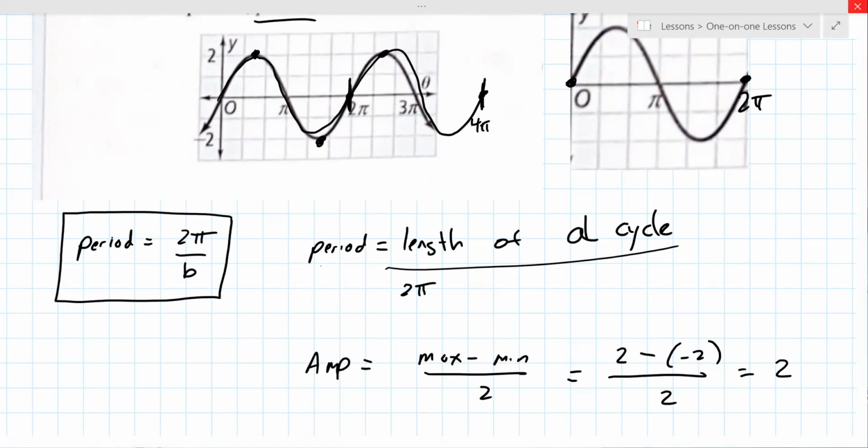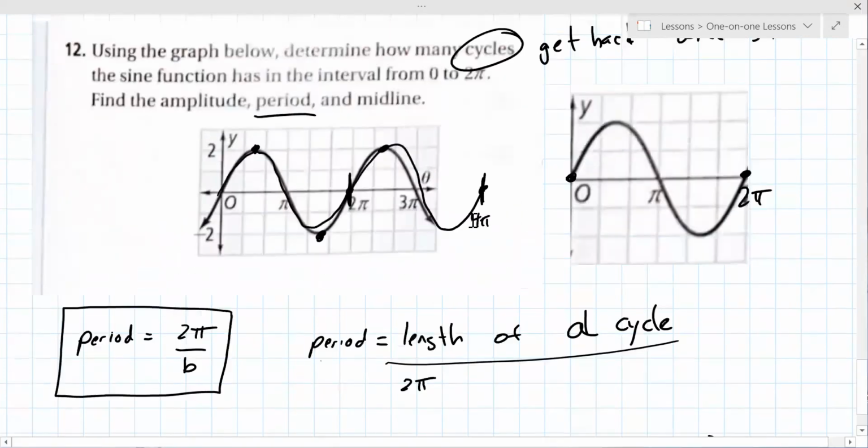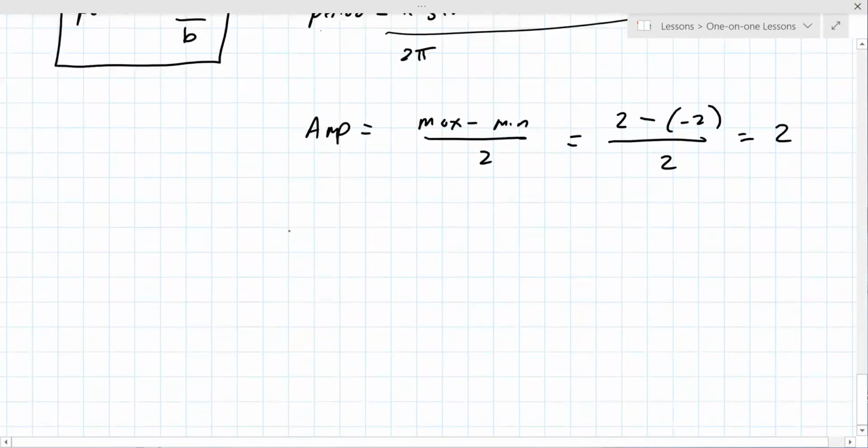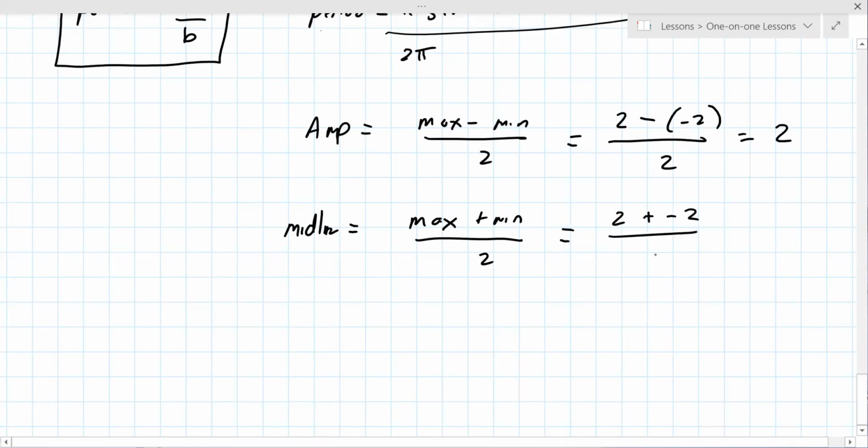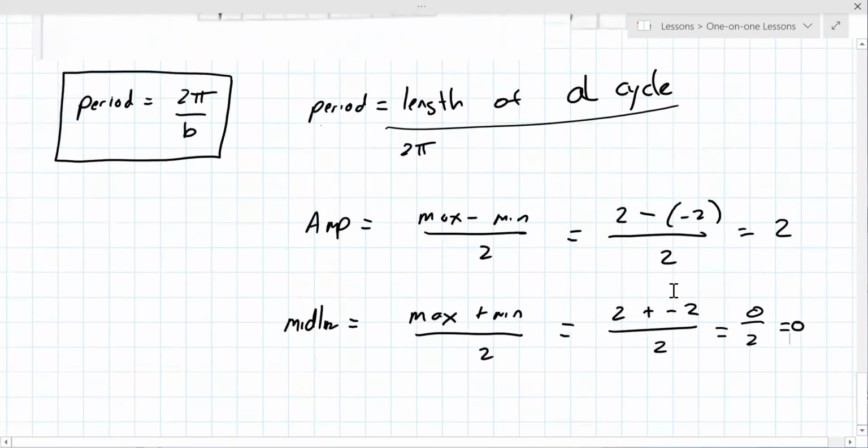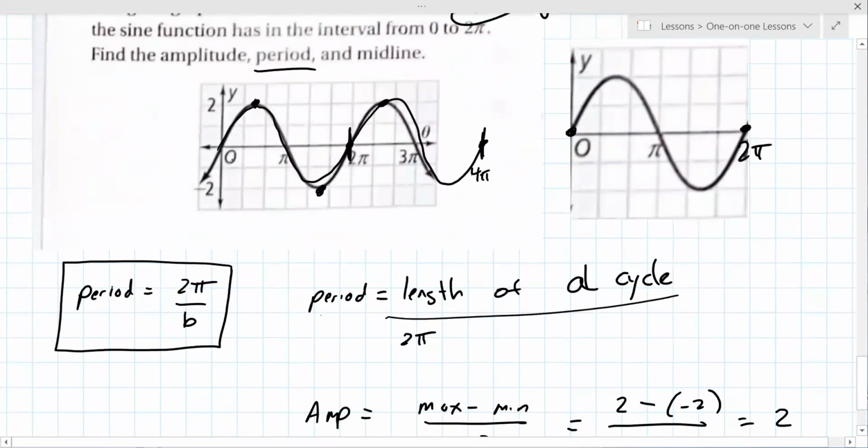Okay. The last thing it asks for is the midline. The midline has a formula that's very similar to the amplitude. It's very easy to mix them up. It's max plus the min divided by 2. So this time it's 2 plus -2 divided by 2. This becomes 0 over 2, which equals 0. Well, let's look at what that actually means. It's the center line. I don't like the word midline, but I like center line. I think center line's a little clearer. It's the one that divides the top half from the bottom half.